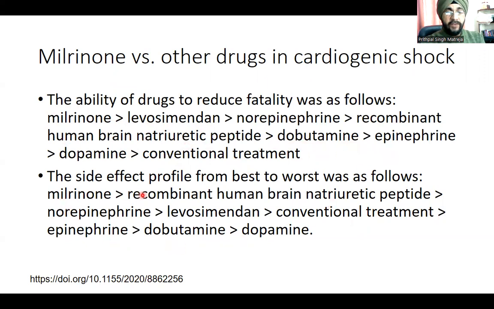Whereas when we talk about the side effect profile, it was found that milrinone had comparatively fewer side effects as compared to dopamine. Dopamine was associated with maximum side effects, and recombinant nesiritide, or recombinant human brain natriuretic peptide, were drugs that were found to have a better safety profile as compared to other drugs such as norepinephrine, levosimendan, or conventional treatment. So it was found that milrinone could be a drug that could be safely used in cases of cardiogenic shock if the patient is not responding to the conventional treatment.